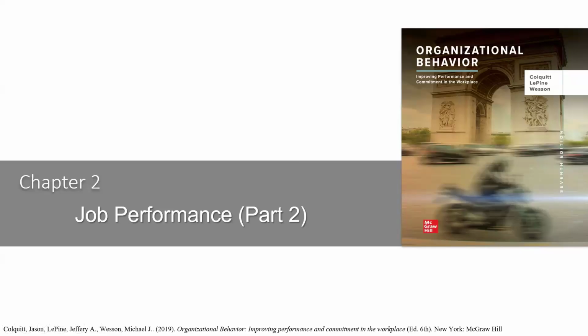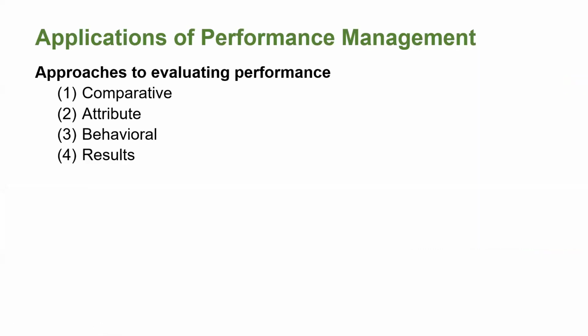Welcome to part 2 of the Chapter 2 lecture video on job performance. In this video, we will discuss several different methods of rating employee performance. When thinking of performance management, there are several approaches to evaluating employee performance, and these include the comparative approach, the attribute approach, behavioral approaches, and results-based approaches.